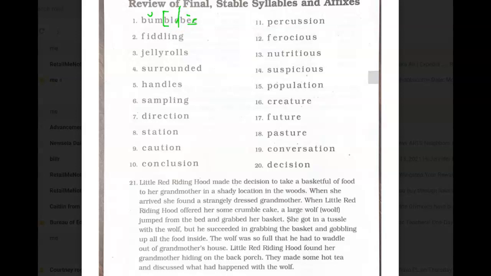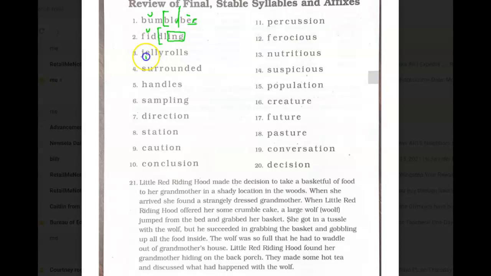Next word we have is fiddling. All right, so this is kind of special. We actually have a DL. If it were the root word, you would still have that E, but we dropped the E to add ing. So we do have a final stable syllable because the root word is fiddle, but we added a suffix here. So we're going to box in this part. And we have a short I sound.